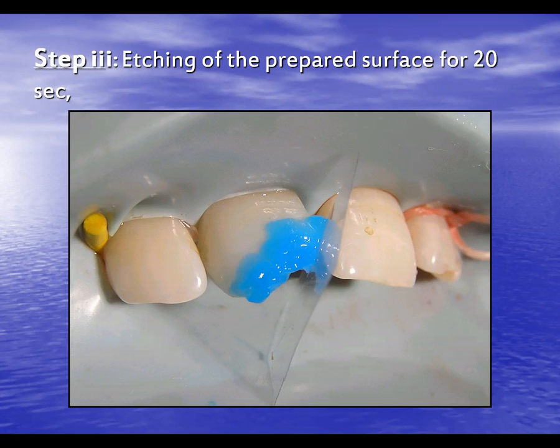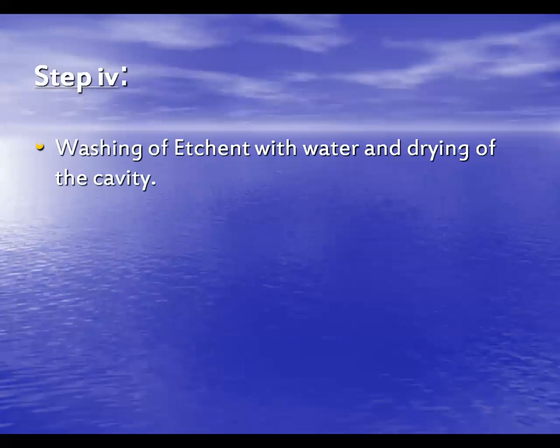What happens if you etch for less time, like you just apply the agent for a short time and then wash it? There is a formation of calcium monohydrate, a chelate which is very difficult to remove by water rinsing. So always keep in mind that you have to etch the enamel surface for more than 20 seconds, 20 to 30 seconds. Then wash the agent with water and dry with the three-way syringe.